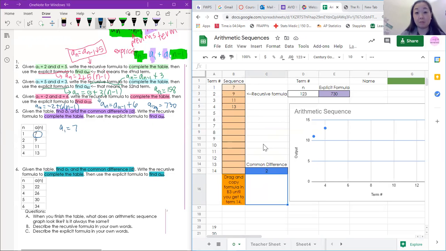The reason why we now know it's called a common difference is because the way we find it is we subtract the second term from the third term, or whatever the term is minus its previous term. Okay.